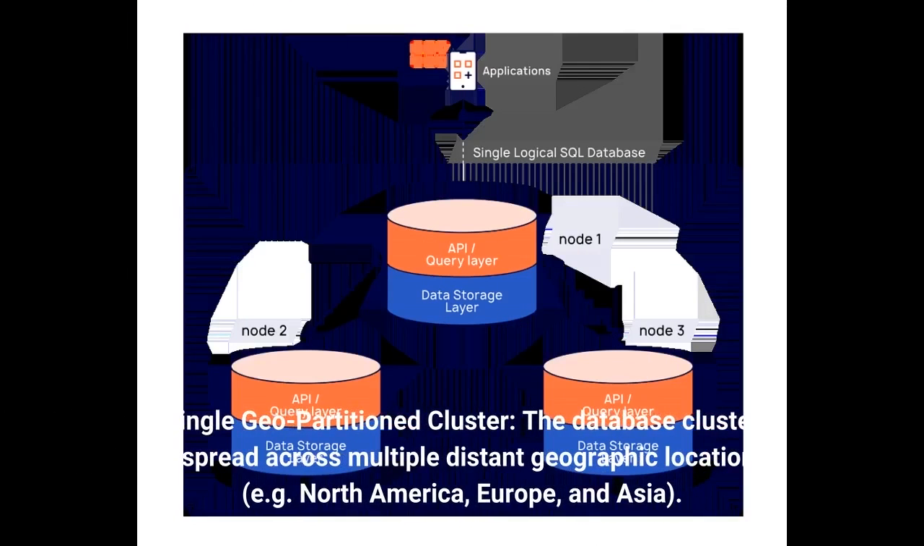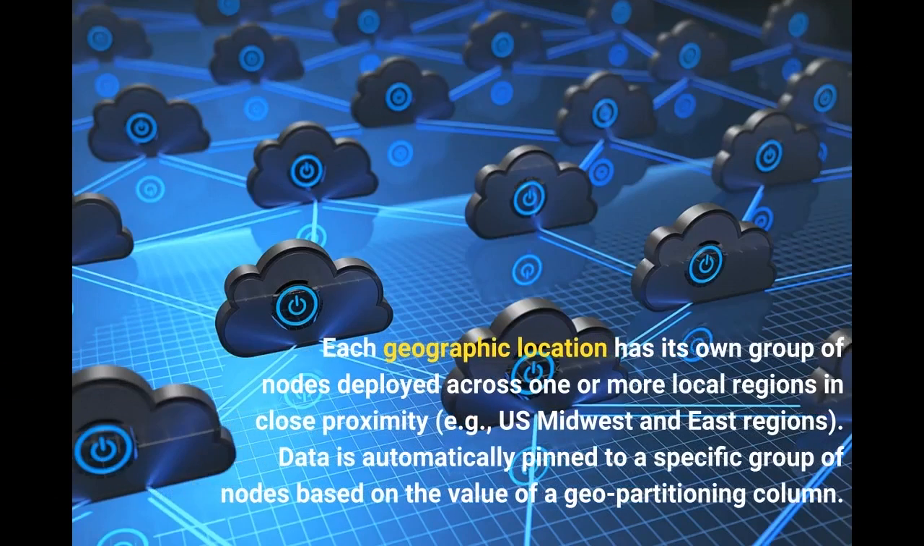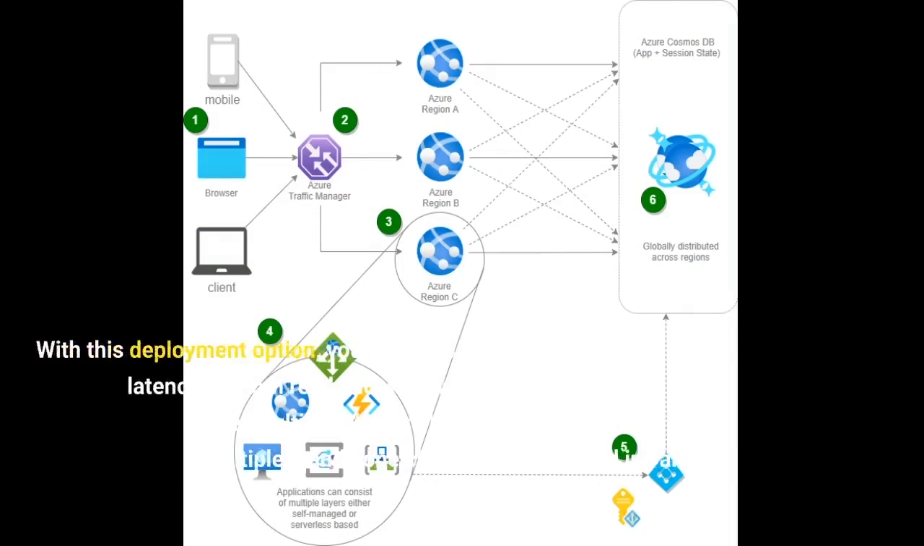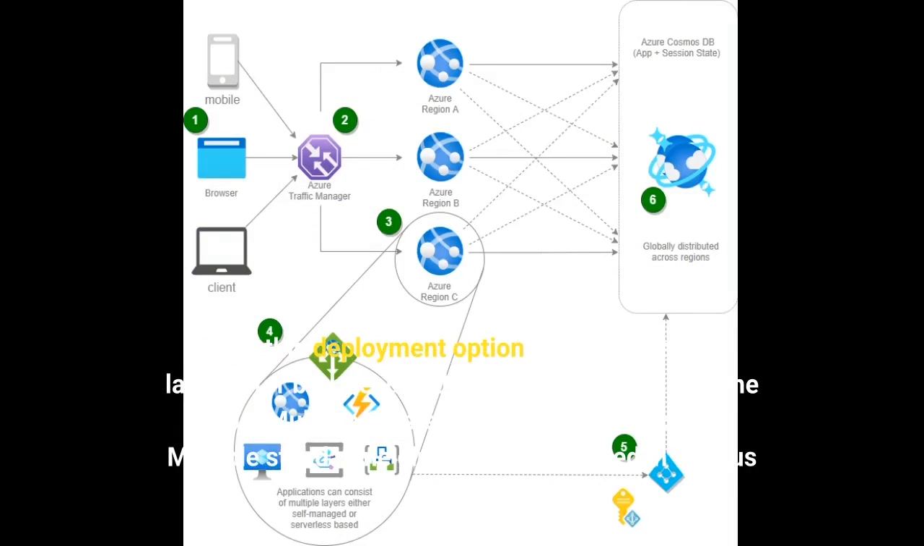Single geo-partitioned cluster. The database cluster is spread across multiple distant geographic locations, e.g., North America, Europe, and Asia. Each geographic location has its own group of nodes deployed across one or more local regions in close proximity, e.g., US Midwest and East regions. Data is automatically pinned to a specific group of nodes based on the value of a geo-partitioning column. With this deployment option, you achieve low latency for both read and write workloads across the globe.